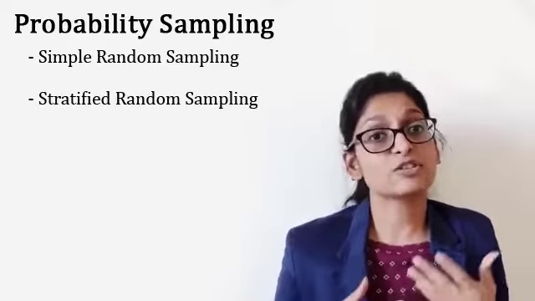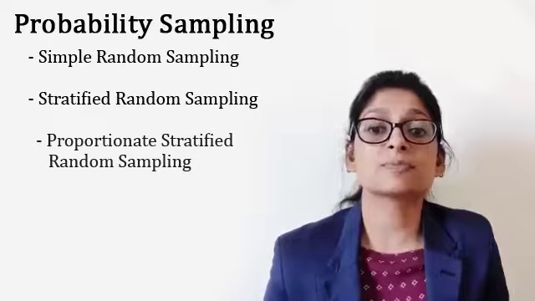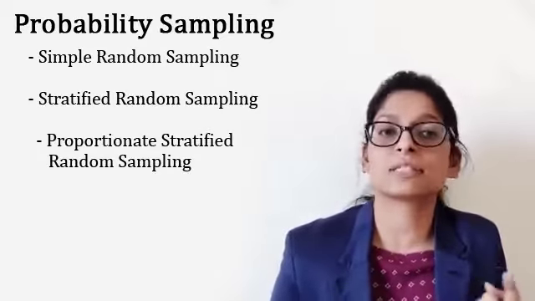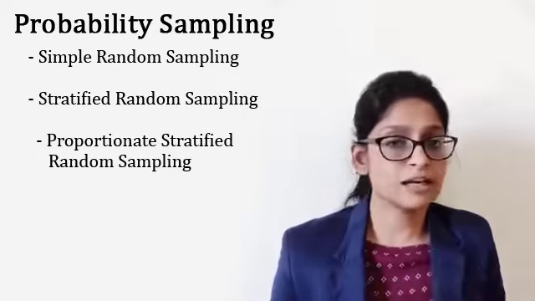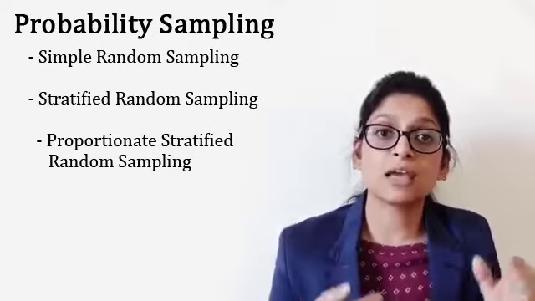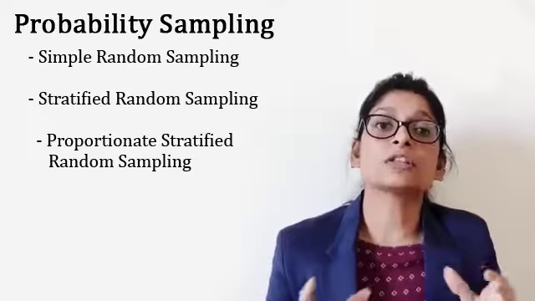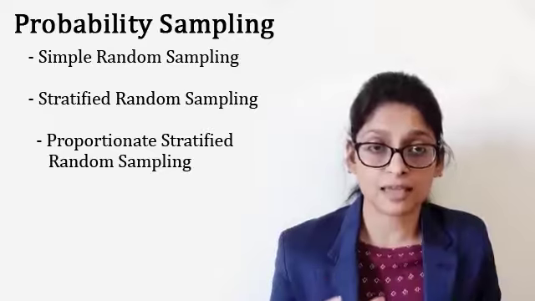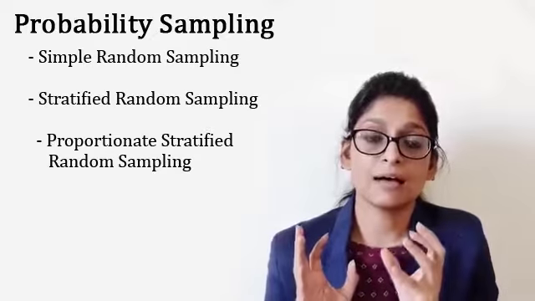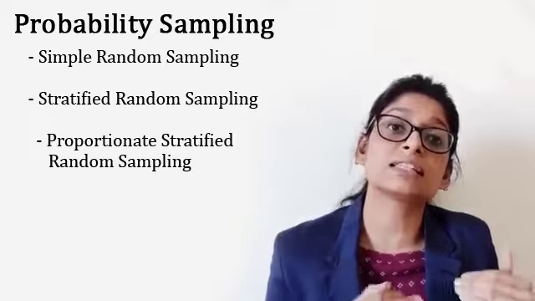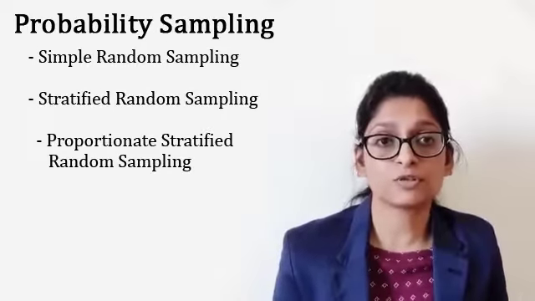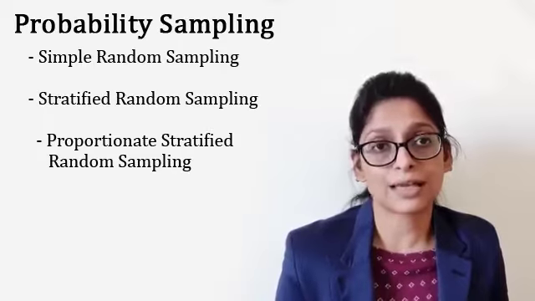This again has two subtypes. First is proportionate stratified random sampling. Now here we divide the population into strata, then we see what the proportion of that stratum is in the population, and then we maintain that same proportion of the strata in the sample as well.